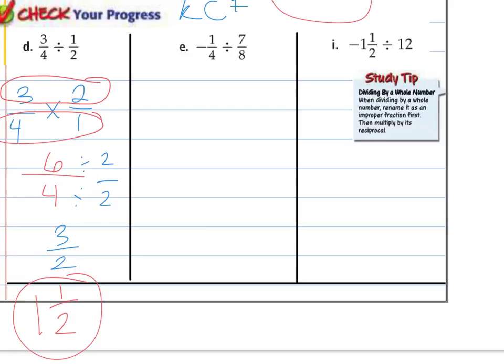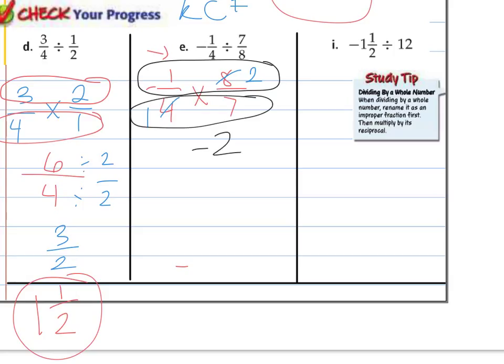I should know that my quotient here is going to be negative because I have a negative times a negative divided by a positive. So I keep, change division to multiplication, and I flip my second number. I'm going to cross cancel. 4 goes into 4 once, 4 goes into 8 twice. So I have negative 1 times 2 and 1 times 7. So that's my quotient.